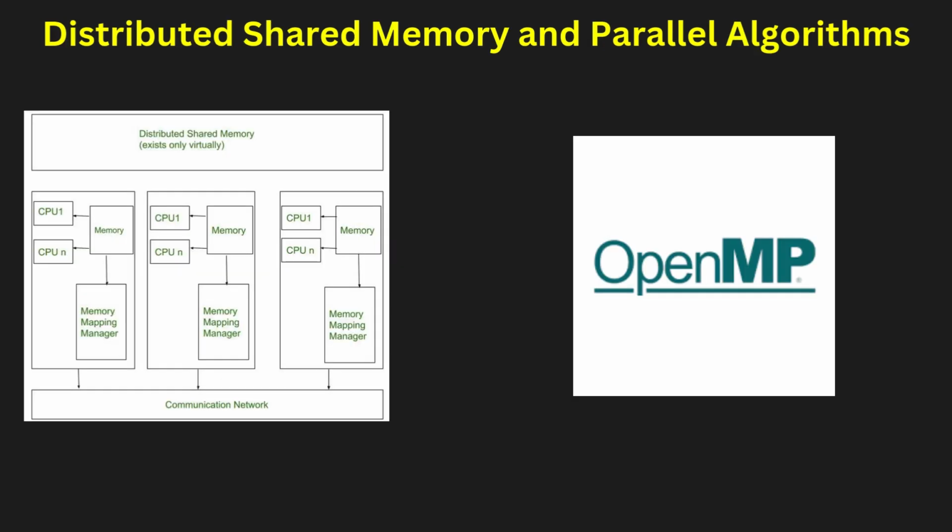So now, distributed shared memory and parallel algorithms. Distributed shared memory, or DSM, allows multiple processors to share the common memory space across a network. It simplifies parallel programming by providing a global address space without direct message passing. DSM systems implement page-based, object-based, and variable-based memory models. A key advantage is scalability, as DSM enables high-performance computing without expensive hardware.